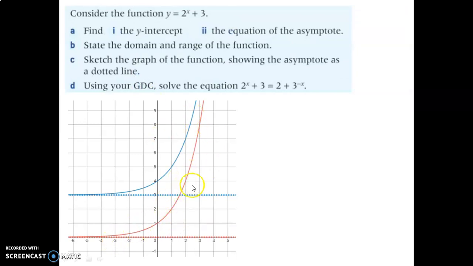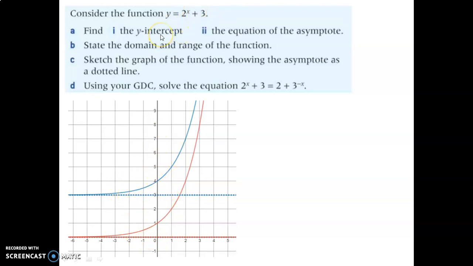The red one is the basic 2 to the x power function, and then the blue one is with this transformation. Again, it moved up 3 units. So that point, which used to be (0, 1), is now (0, 4). And the asymptote, which used to be y equals 0, is now y equals 3. So the blue one is our current graph here.